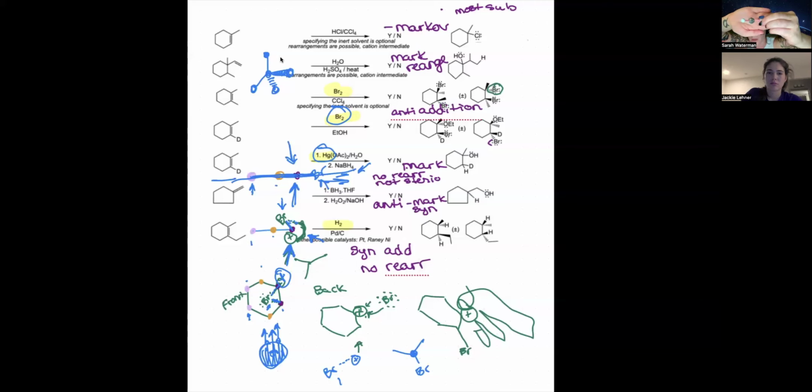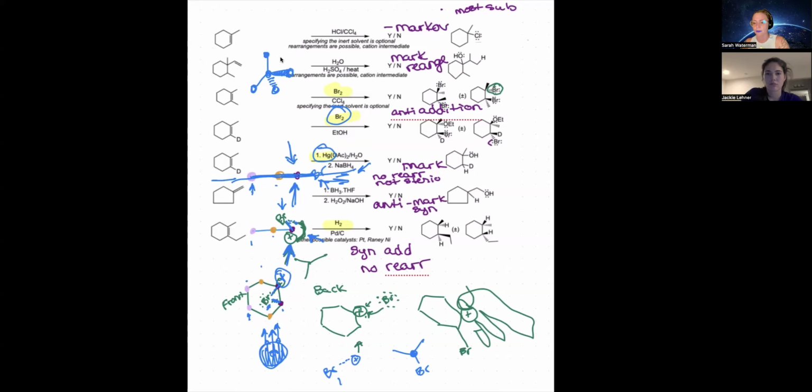So why was I telling you about this? This is what I was talking about when I was mentioning the plane. If the Br did not attack the cation, it would look like this, where it was sticking out of the plane. But it doesn't.